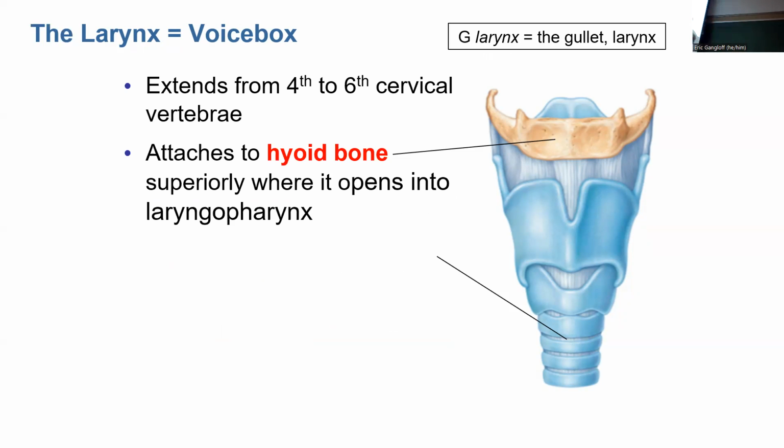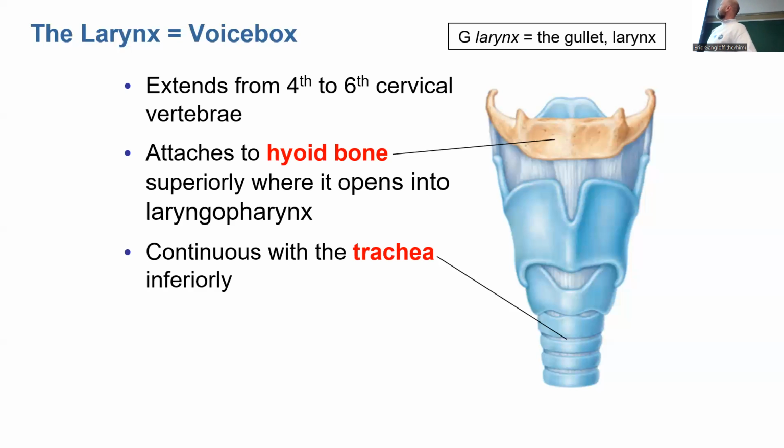And it attaches to this hyoid bone. Now, we talked about the hyoid bone a little bit in our skull lab, but very, very briefly. This is kind of a free-floating bone. It doesn't directly articulate with any other bones, but rather serves as an important attachment site for muscles associated with swallowing and speaking and moving your neck, and also provides a little bit of hard structure for the larynx. The larynx then continues inferiorly and transitions and becomes the trachea there.